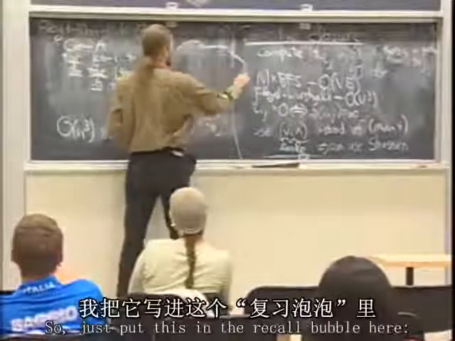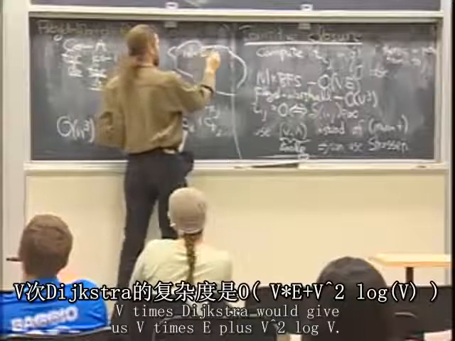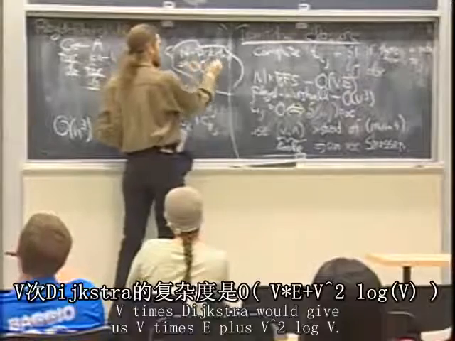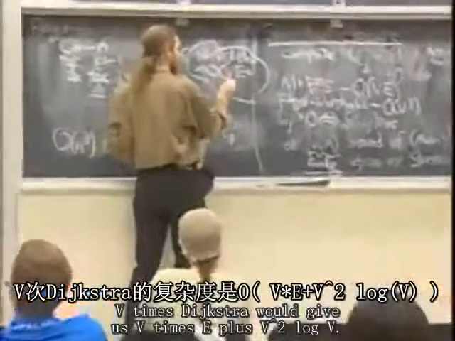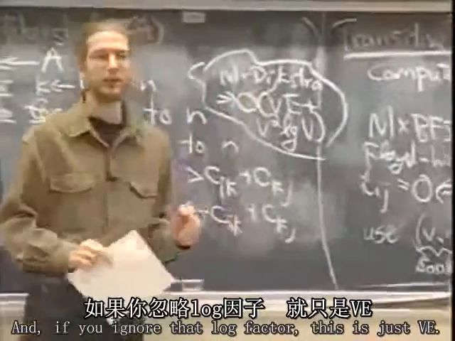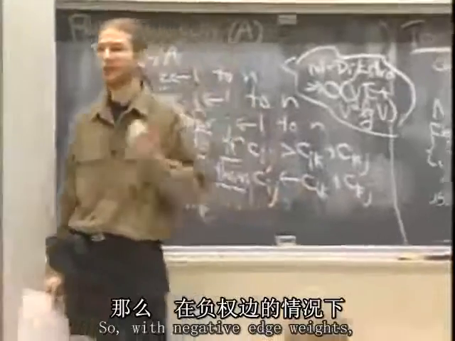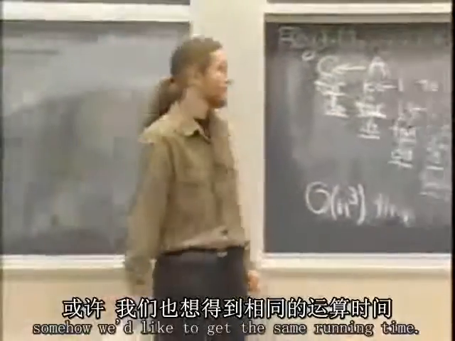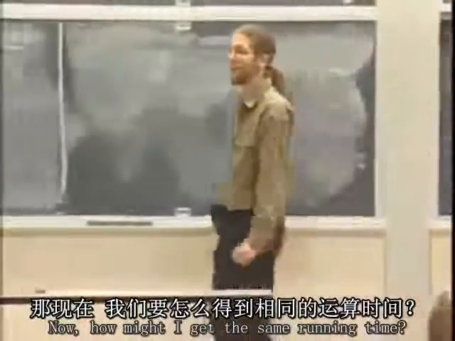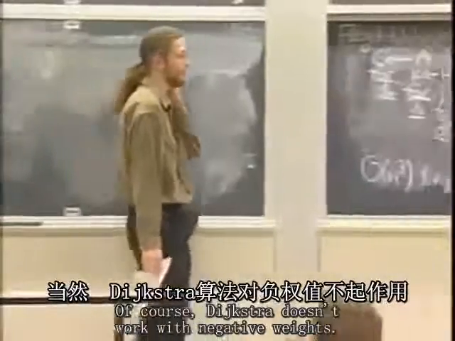And if you remember, running V times Dijkstra was about the same. So just put this in a recall bubble here. V times Dijkstra would give us V times E plus V squared log V. And if you ignore that log factor, this is just VE. So this was really good. Dijkstra was great, and that was for non-negative edge weights. So with negative edge weights, somehow we'd like to get the same running time. Now, how might I get the same running time? Well, it would be really nice if I could use Dijkstra. Of course, Dijkstra doesn't work with negative weights. So what could I do?